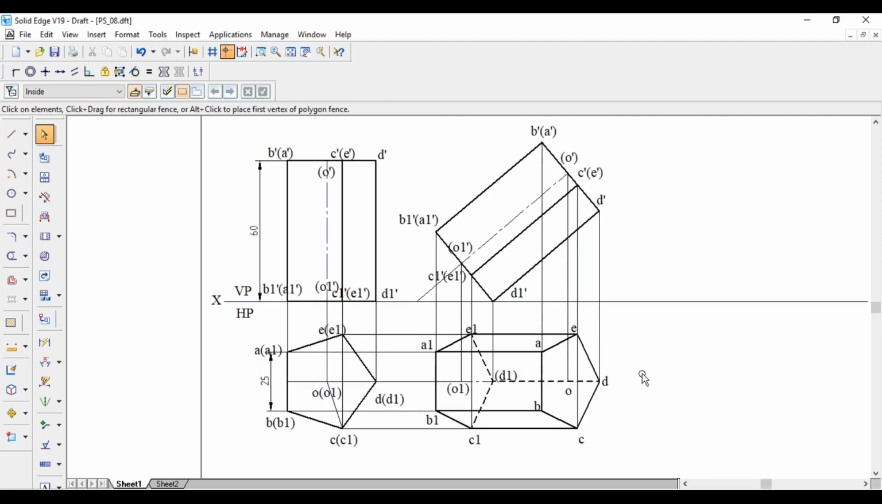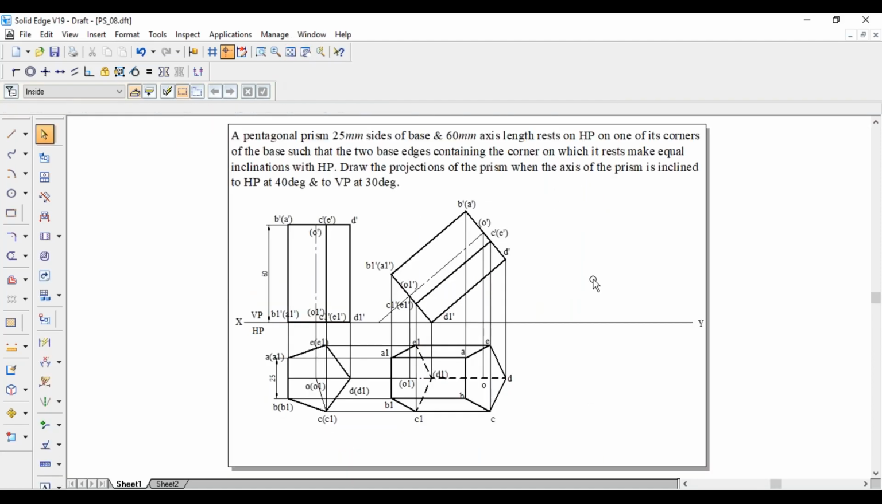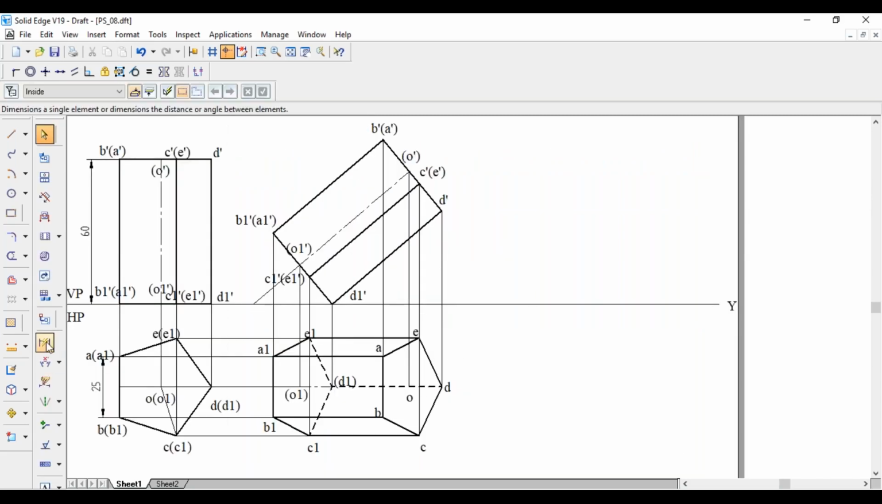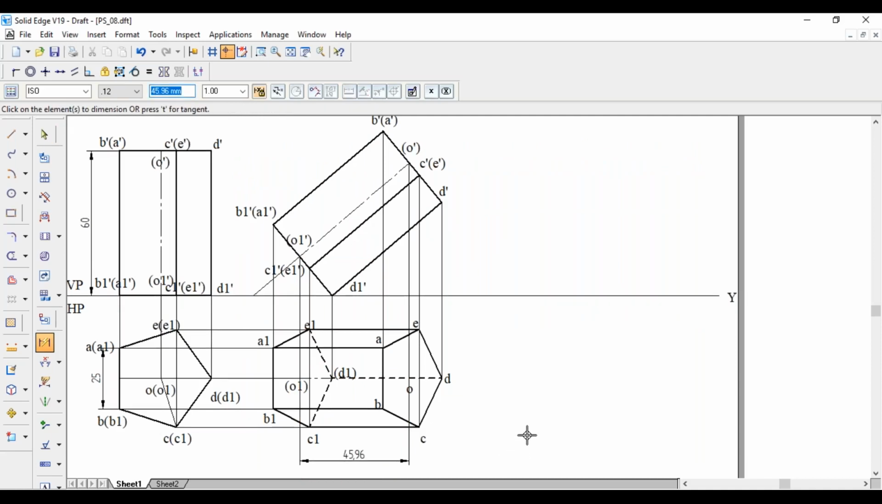Moving to the third position. He has given axis is inclined to VP at 30 degree. As axis is inclined to VP, it is a locus problem. Initial length of the axis is 60 mm. Now it is reduced to 45.96. So it is a locus problem.